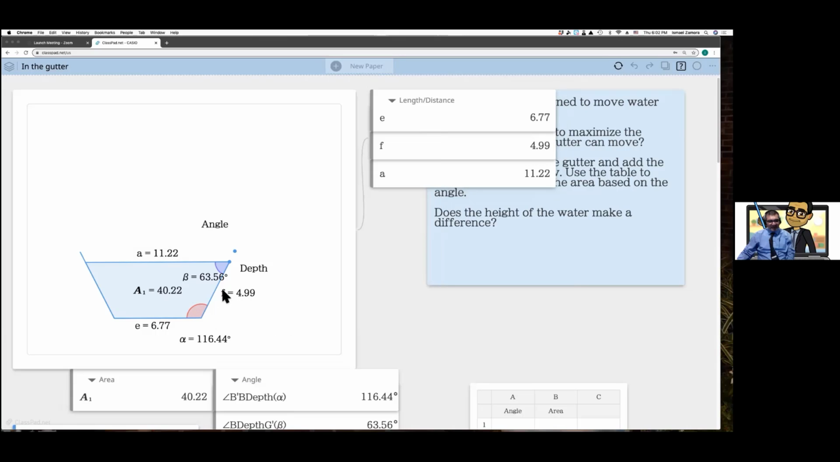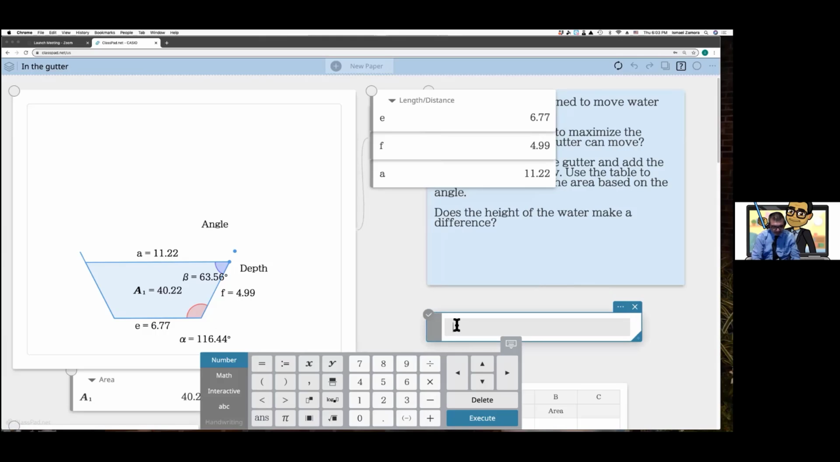Now they have to figure out what the height is. So we know from our days in geometry that I could go 11.22 plus the bottom, 6.77, times a half. I forgot my half. Times some height. So I don't know what the height is. But I do know that the area is 40.22. So in geometry, they have to solve this themselves.